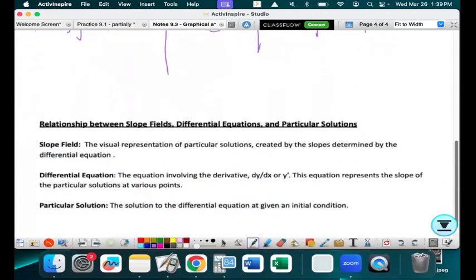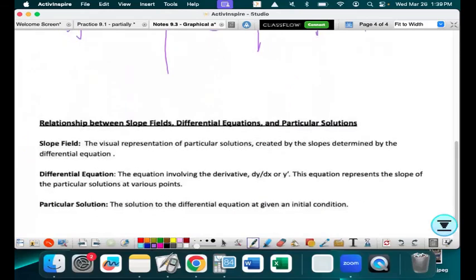At the bottom of the notes, we have a summary between the relationship of everything. You can give that a read. I'm not going to read it to you. And that is the end of the set of notes.